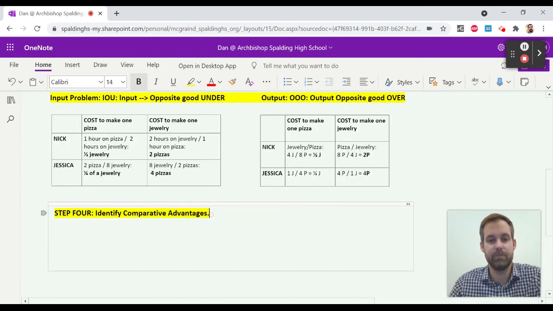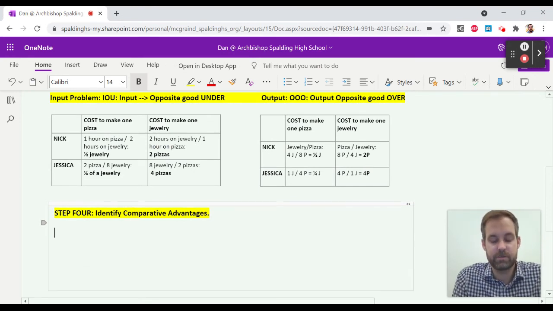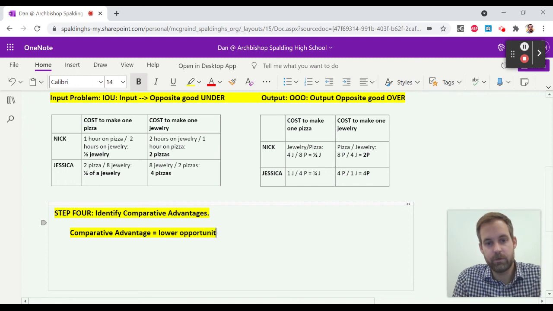The last step, of course, is to calculate your comparative advantages. And comparative advantage is going to create the space here for trade. So comparative advantage equals a lower opportunity cost to produce. So we simply need to go to this opportunity cost chart, and you're going to find the same answer on both sides. You want to look for who has the lower cost to produce.